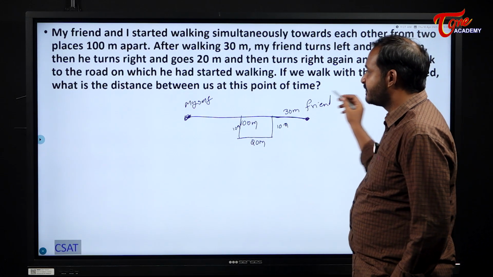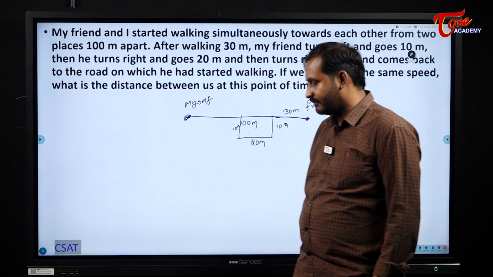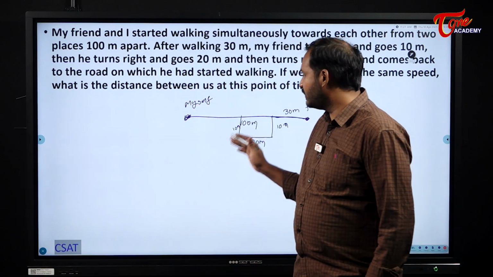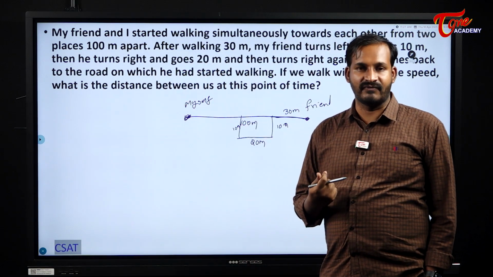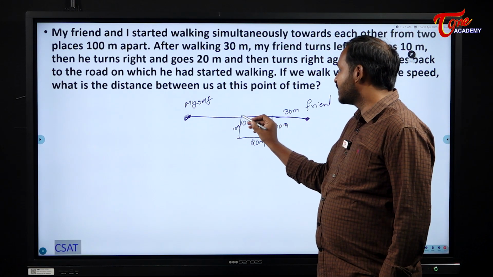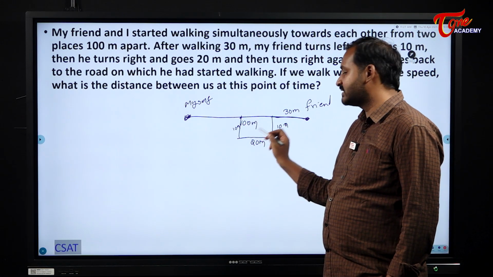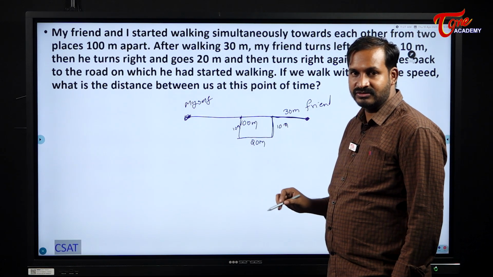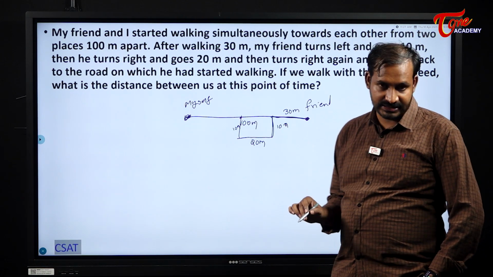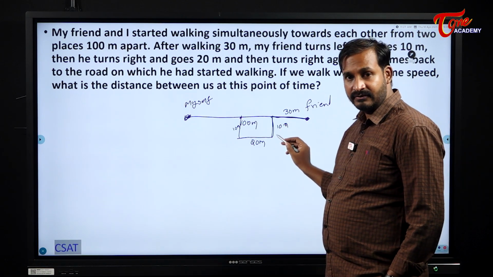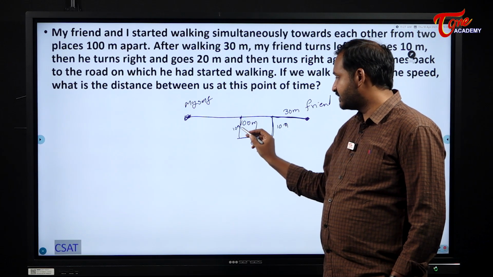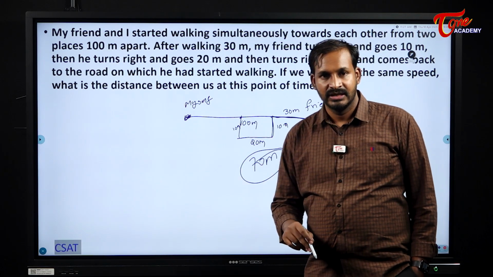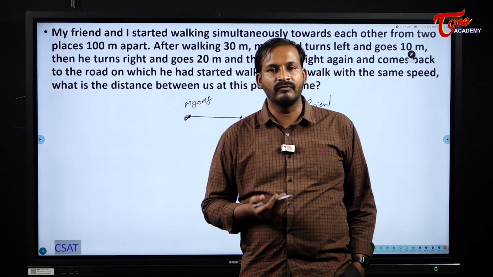If we walk with the same speed, what is the distance between us at this point of time? Both persons walk with the same speed. First, tell me the overall distance covered by my friend. Don't directly write the sum of these distances as displacement; here we need to find the distance. So 30 plus 10, 40, 40 plus 20, 60, 60 plus 10, 70. Overall my friend covered 70 meters.